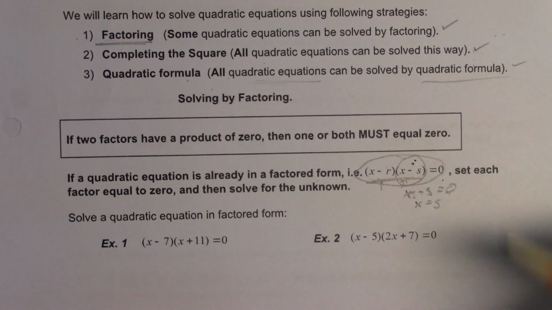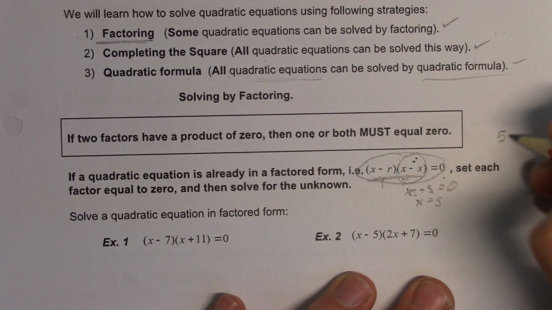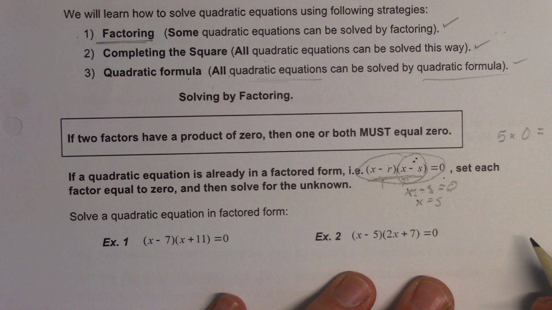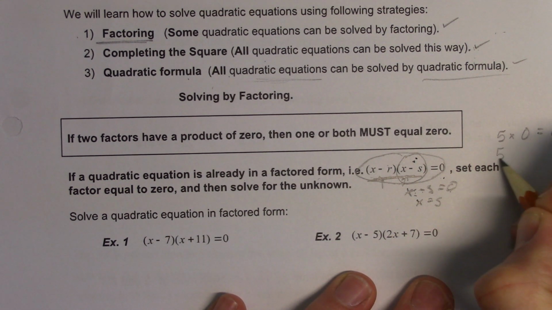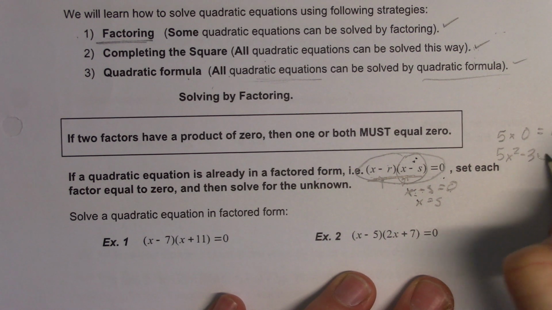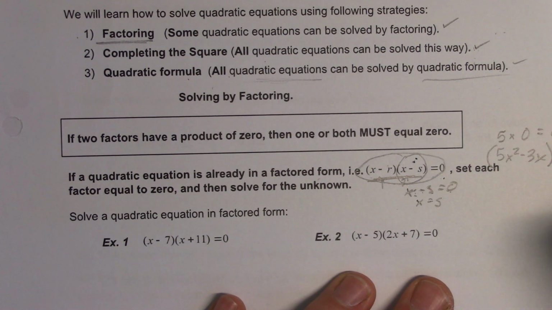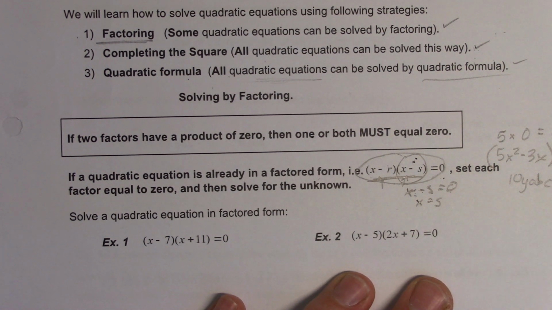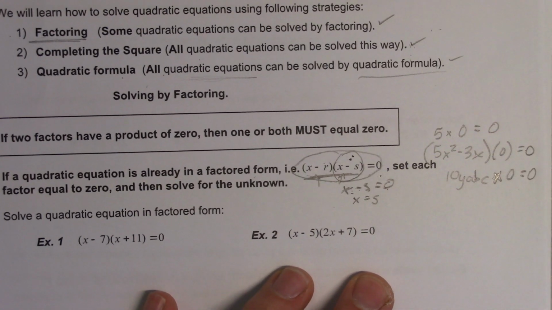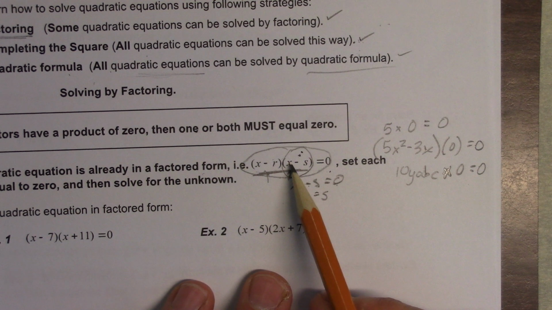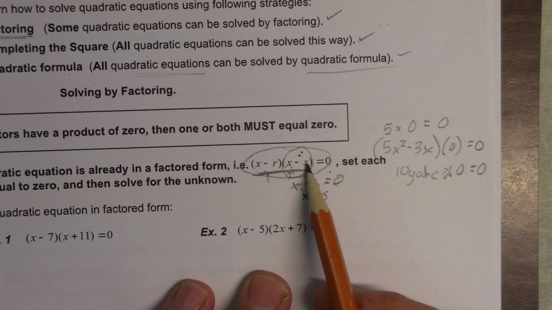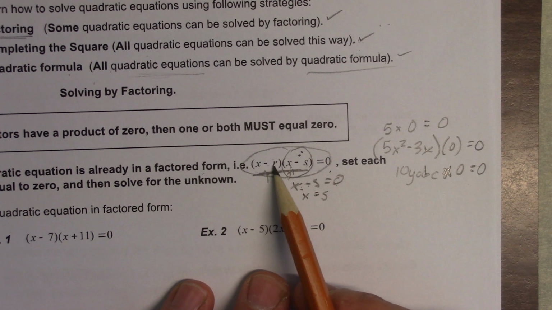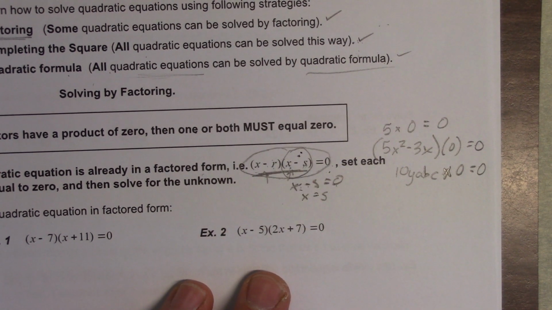I will. Okay, so if you have 5 times 0, this is going to be equal to what? 0. If we have 5x squared minus 3x times 0, what's this going to be equal to? 0. If I have 10abc times 0, what's this equal to? 0. So any value of x minus s, any value of x minus r times 0 is going to be equal to 0. Did you guys agree with that?